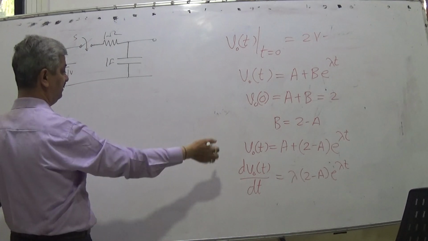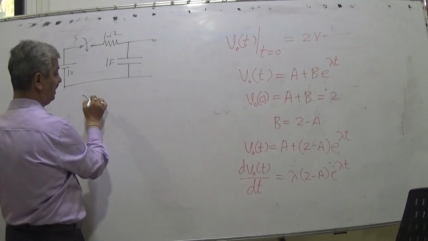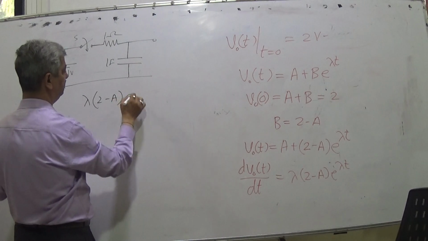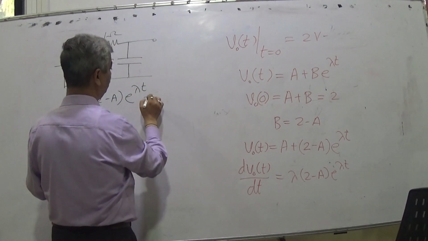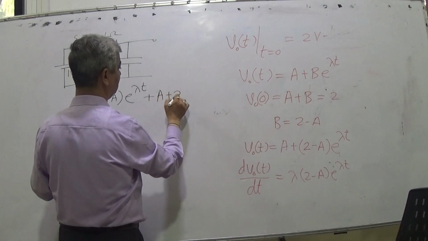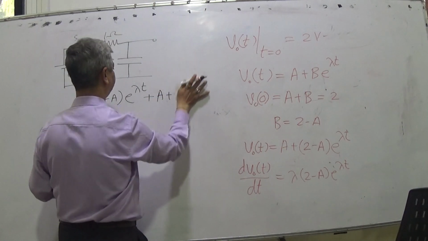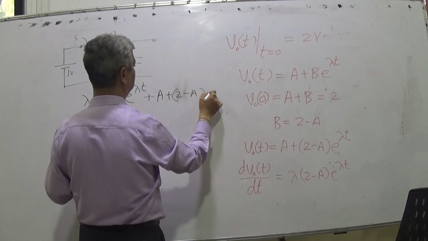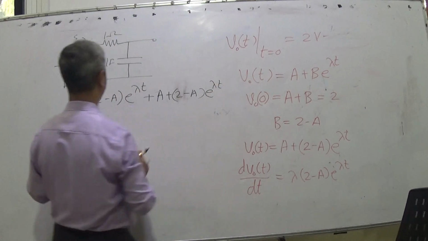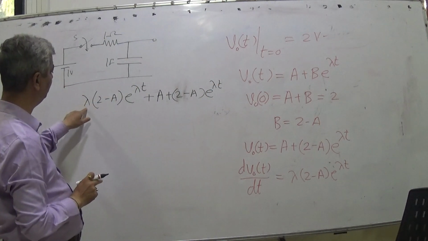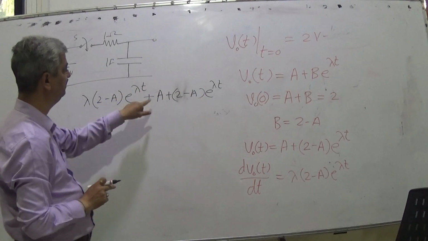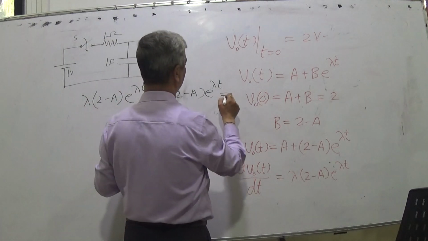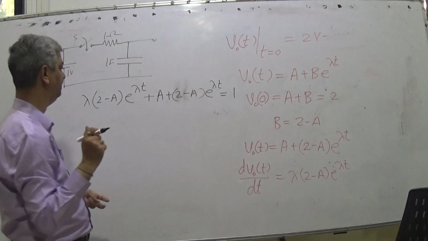Right, so dVOT is lambda 2 minus a e raised to lambda t, plus VOT, which is a plus 2 minus a e raised to lambda t. So lambda 2 minus a e raised to lambda t, that is dVOT by dt, plus VOT, that is equal to 1. Right?